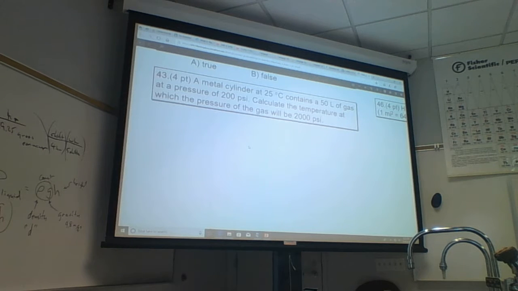Or 29,527 degrees C. 29,000. So you can only have 2 sig figs, so 30,000. 30,000 degrees C. Okay, is that what other people got? Yeah. 30,000 degrees C.